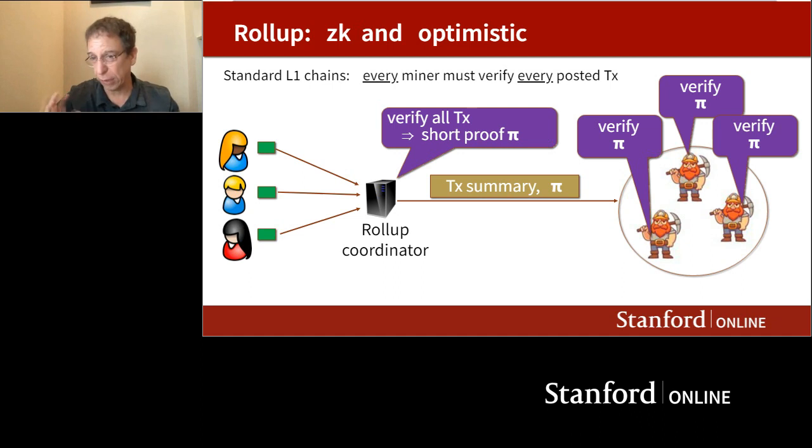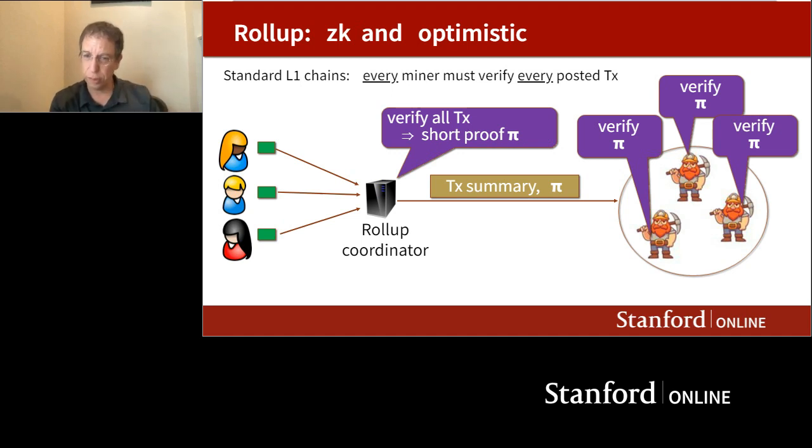By the way, this also saves a lot of space on the blockchain, because this transaction summary doesn't include any of the digital signatures. And in fact, digital signatures are a big chunk of transaction data. All that can be removed, and what actually gets stored on the blockchain is just a proof and a summary of the transactions without the digital signatures. So not only are we reducing work for the verifiers, we're also saving a lot of space on the blockchain by doing this. Okay, so that's the idea of rollup.